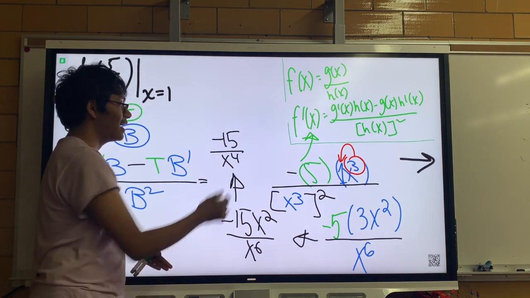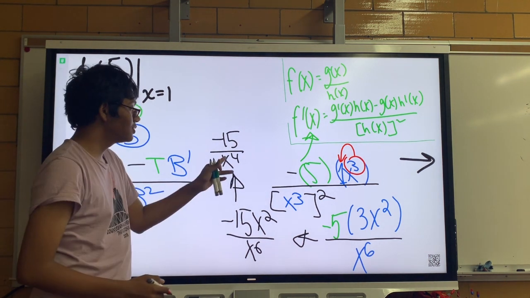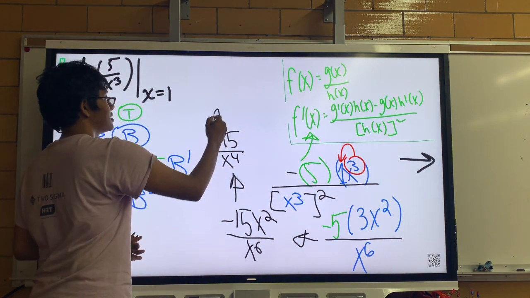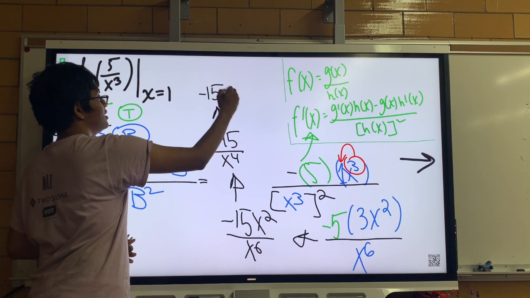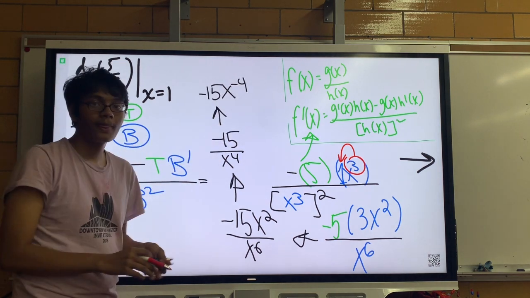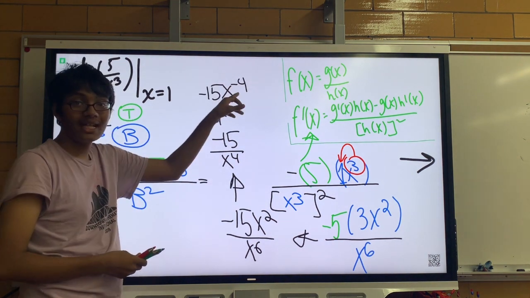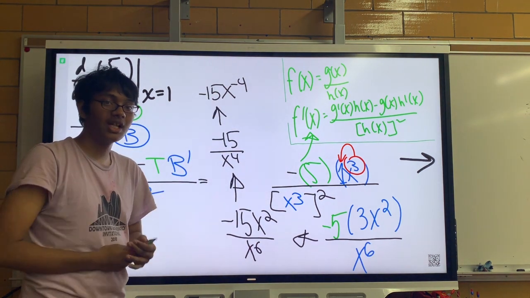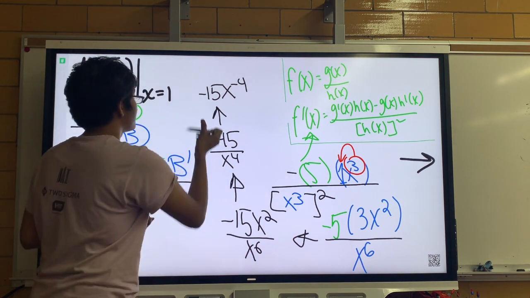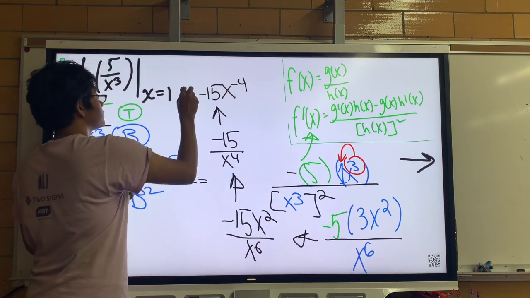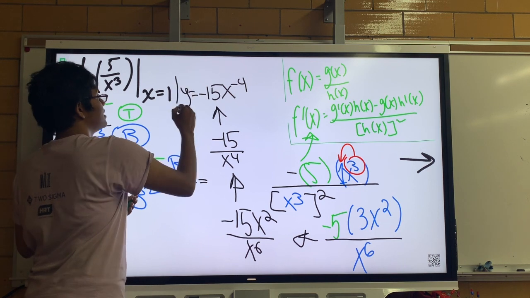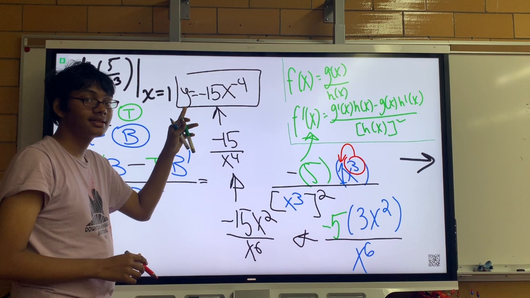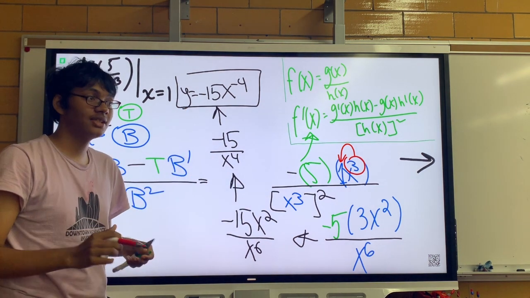I can rewrite this as a negative exponent. You see this x to the 4th in the denominator. Well, I can write this simply as negative 15 times x to the negative 4. I can write it this way because this negative tells me that this x to the 4th is going to be under the fraction. Okay, so this is the equation that we need to plug x into to get the slope of the tangent line.